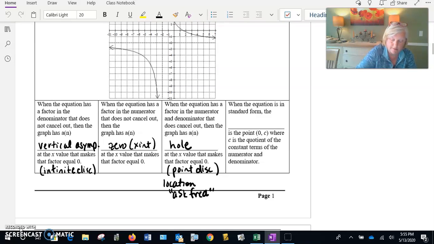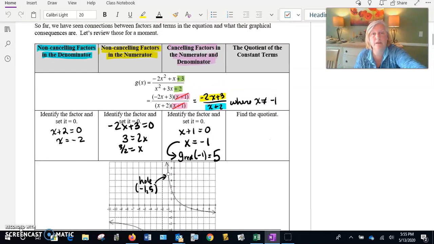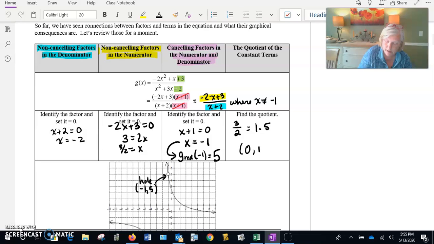Let's see, what color do I have left to use? I haven't used green. Let's use green. So if I take the constant terms in the numerator and in the denominator, highlighted in green for you, we would have 3 over 2, which there's no simplifying if you want to. We can write it as 1.5. And remember that that is telling us what our y-intercept is, (0, 1.5).